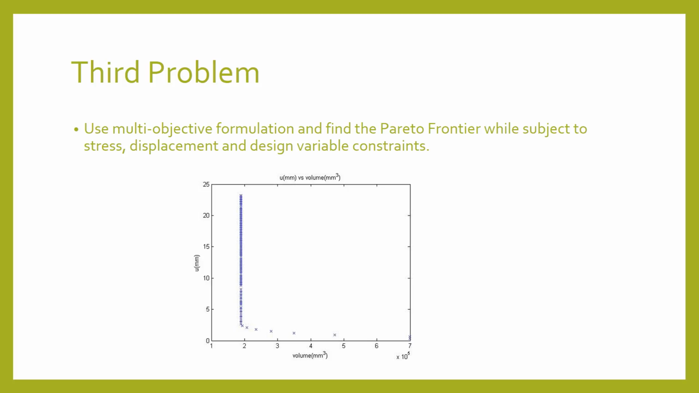Even compromise programming with a power of 8 is not working. I finally chose the epsilon constraints method, but as we can see, it still has many dominated points, and that's the best I can get at this moment.